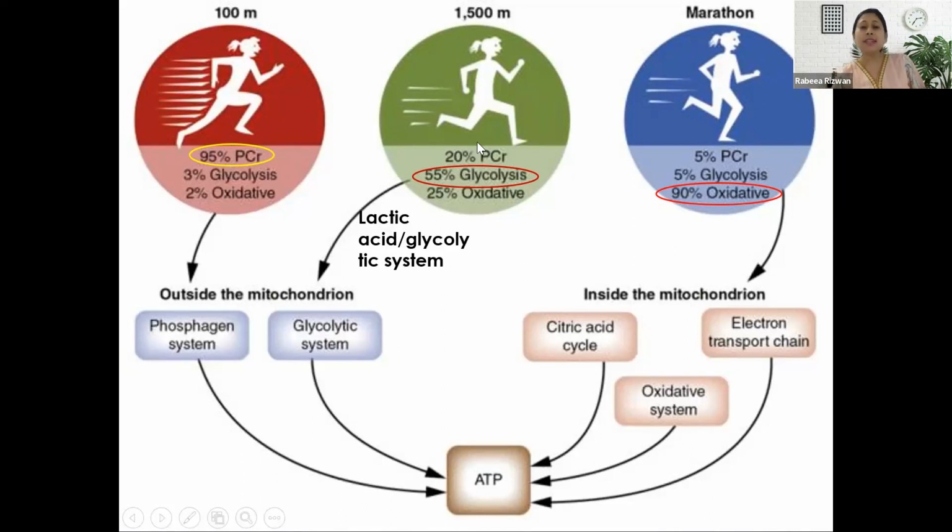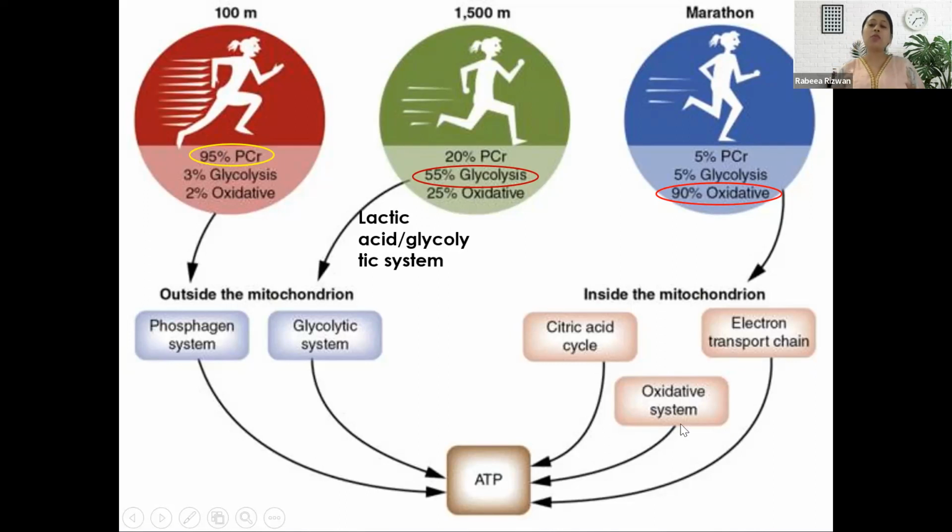Then second, if a person is running 1,500 meters or doing weightlifting, the main energy being consumed is from the lactic acid, or glycolytic, system. Then third, the marathon, the long run. So for more than 1,500 meters, a marathon, or swimming for a long time, the person is consuming energy from the oxidative source, which comes from the electron transport chain, the citric acid cycle, and the oxidative system, also called the Krebs cycle.